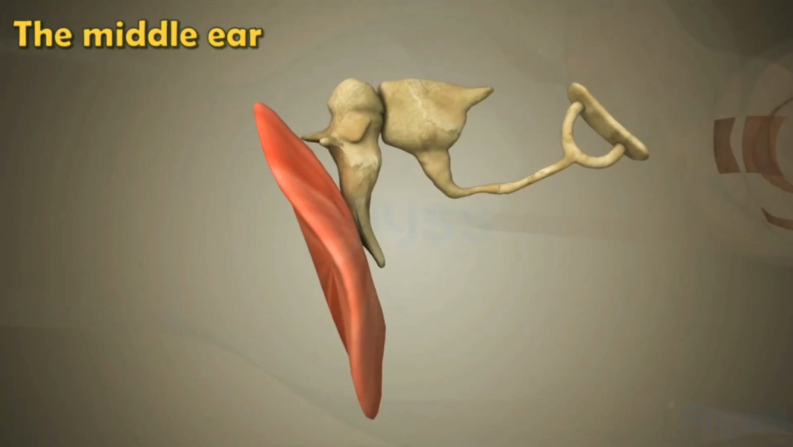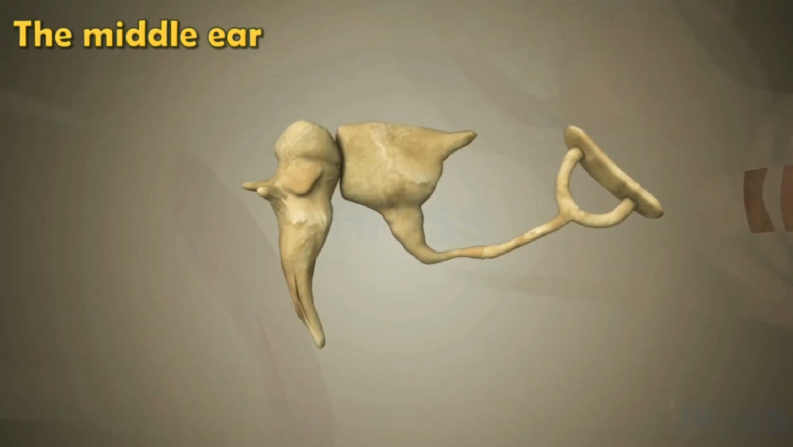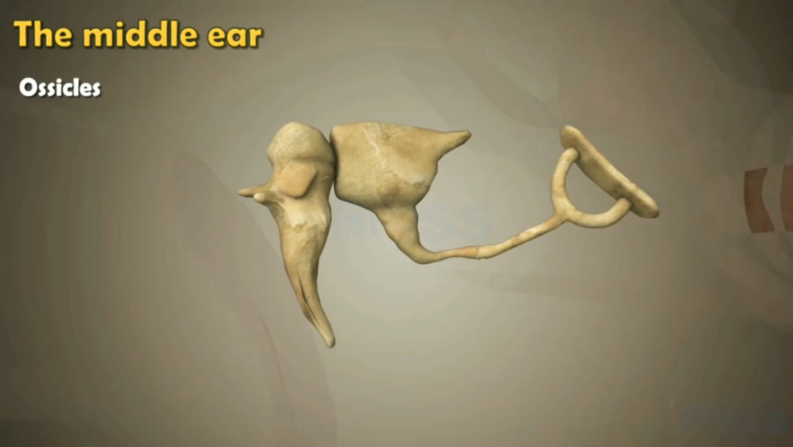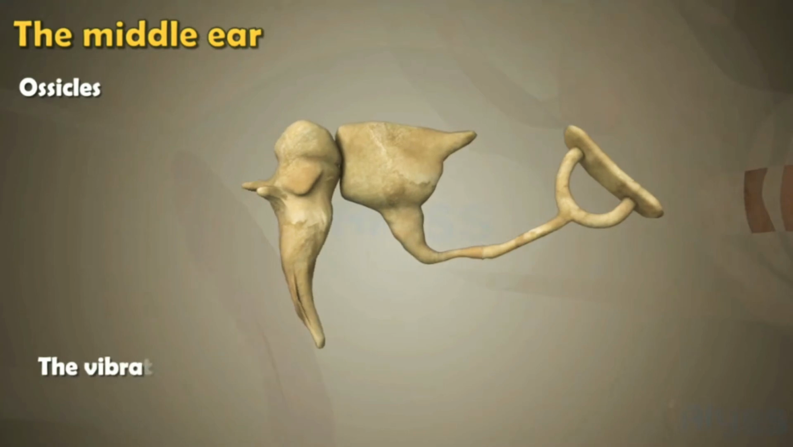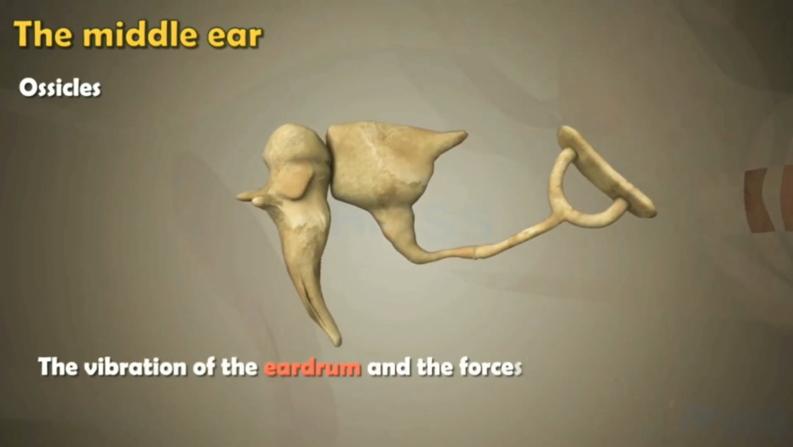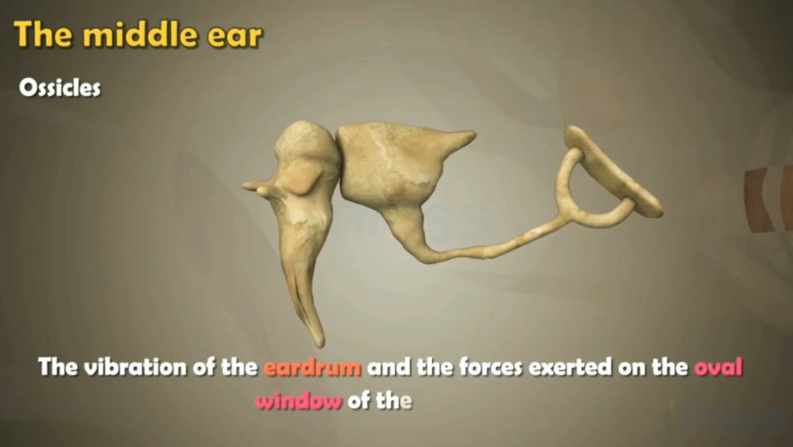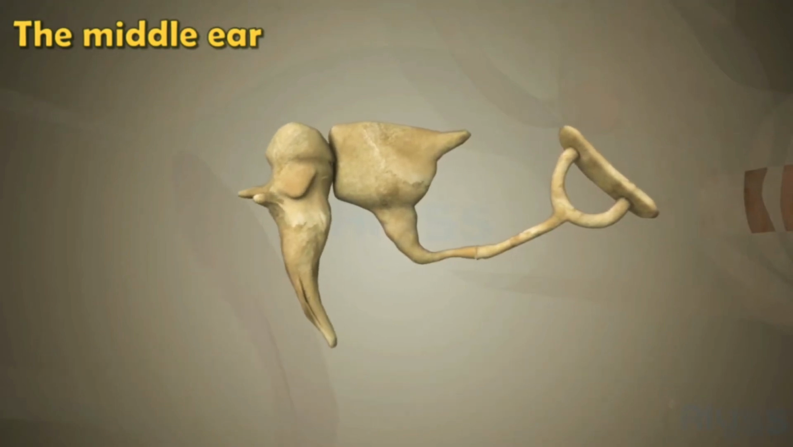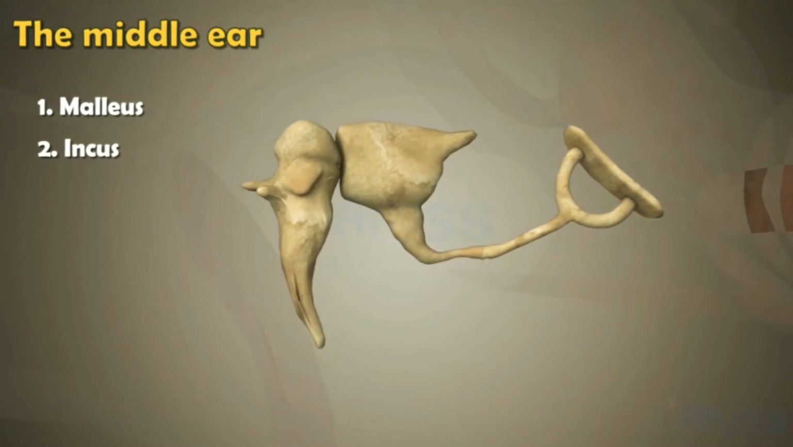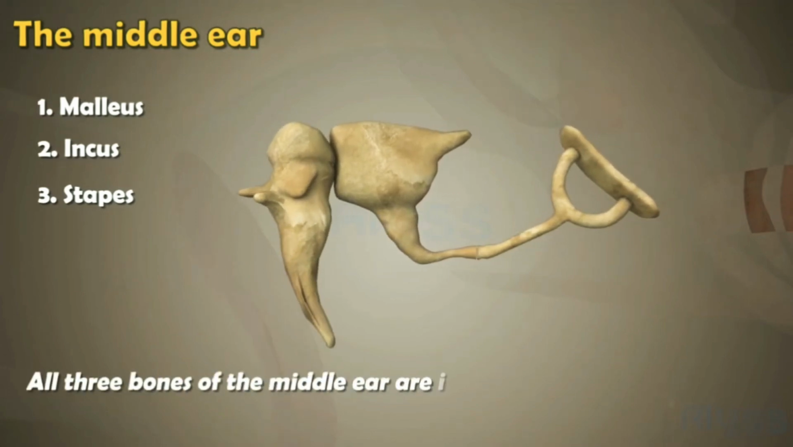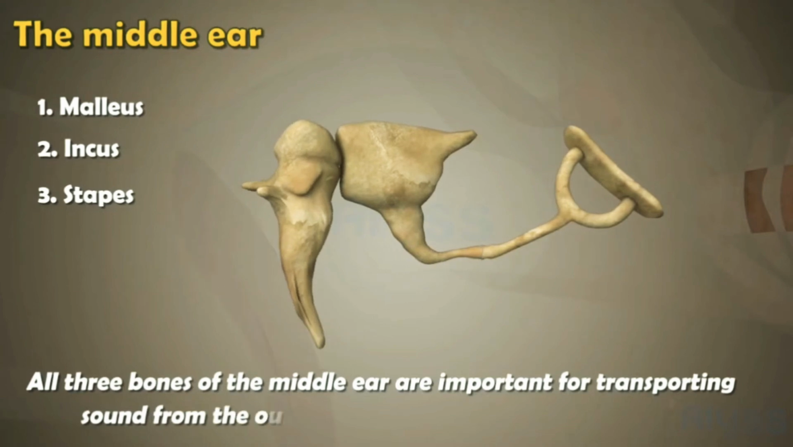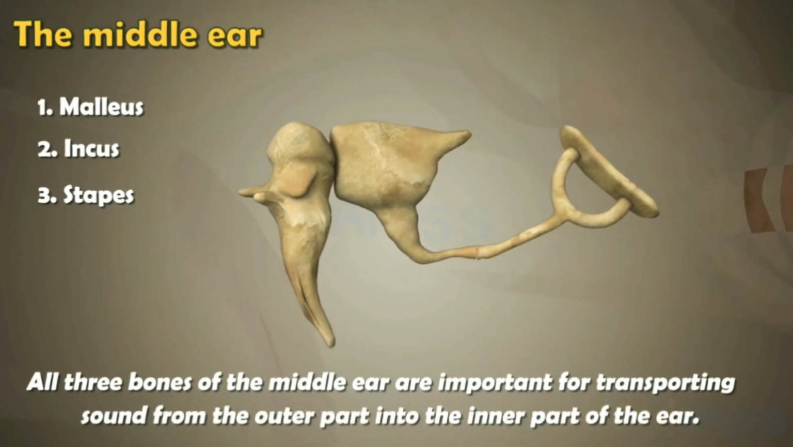These vibrations are transmitted further into the ear via 3 bones in the middle ear, a group named the ossicles. These are the 3 tiniest bones in the body, forming the coupling between vibration of the eardrum and the forces exerted on the oval window of the inner ear. Formally named: 1. Malleus, 2. Incus, 3. Stapes. All 3 bones of the middle ear are important for transporting sound from the outer part into the inner part of the ear.